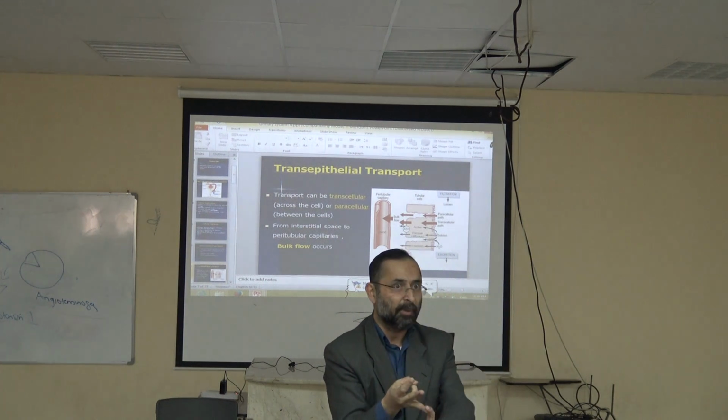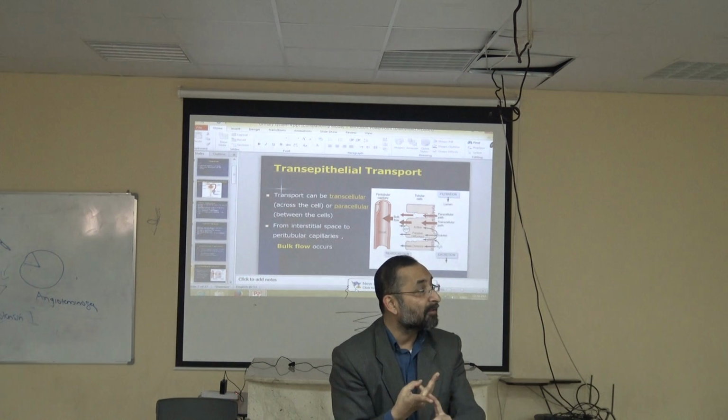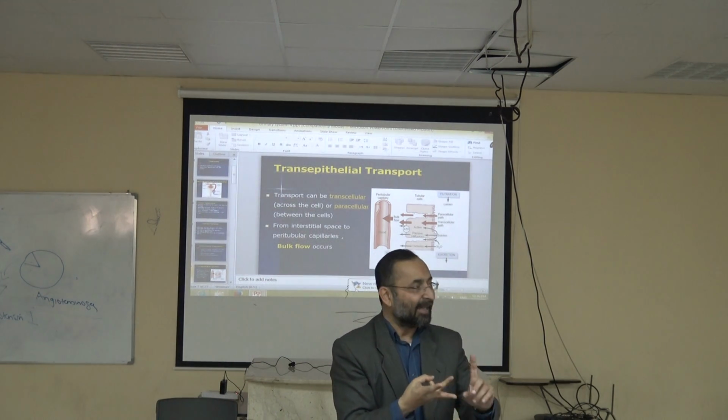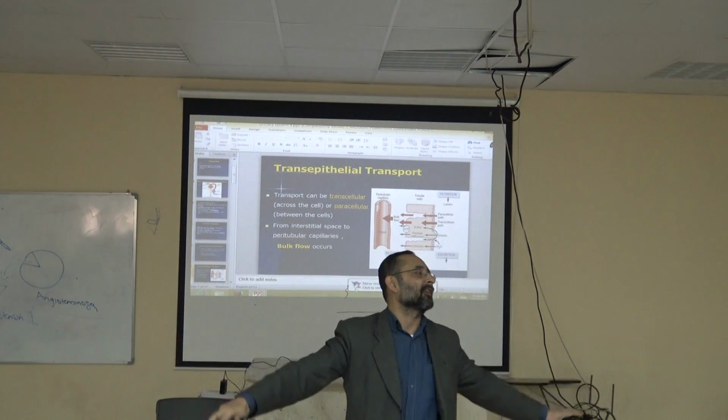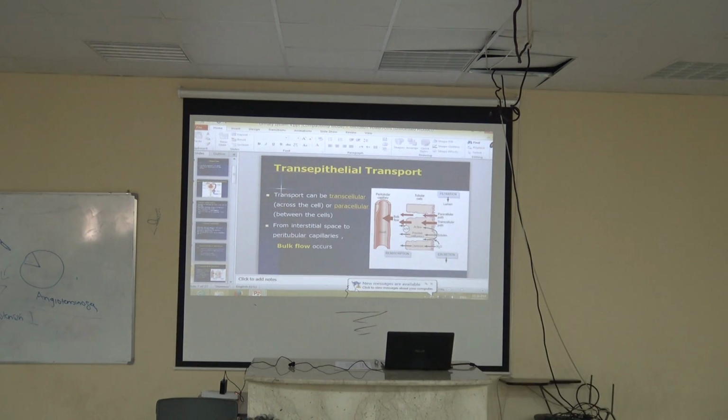Okay, so three conditions. Again, repeat the condition. Number one, against. Number two, energy. Number three, carrier. Against, energy and carrier. This is active transport. Three principles of active transport. Very quickly, can you give me the types of the active transport?